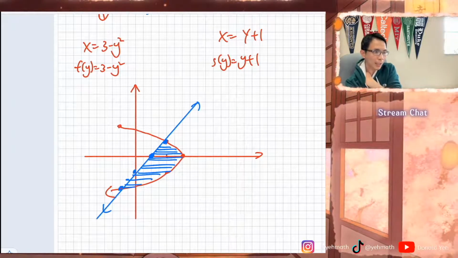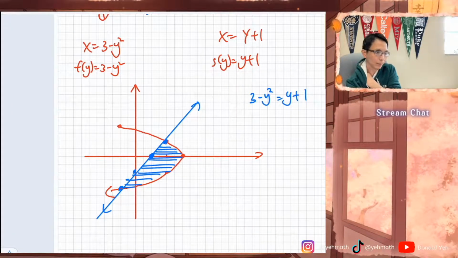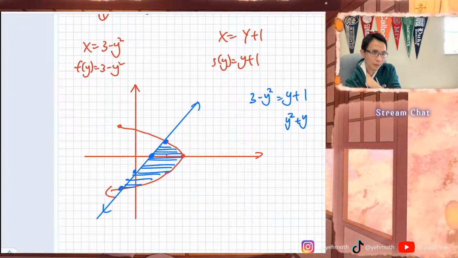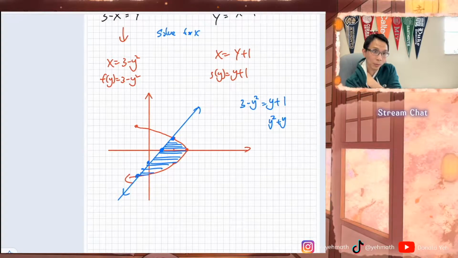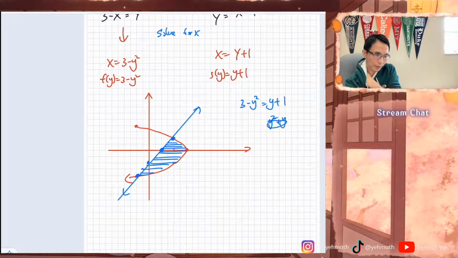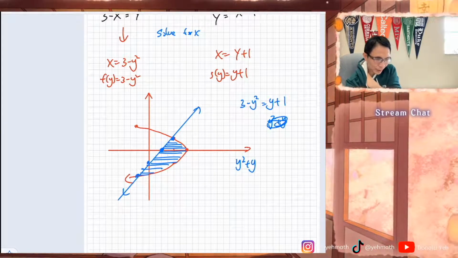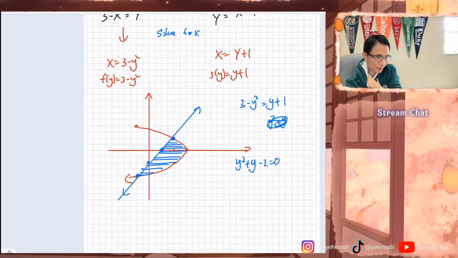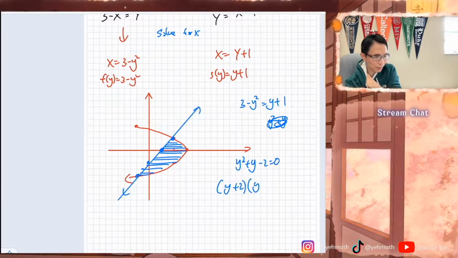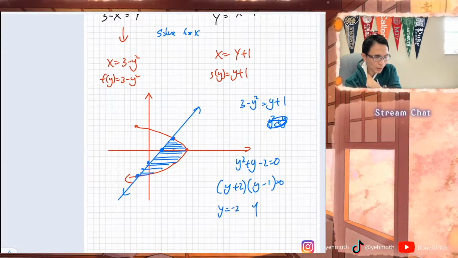Now, can I set those two equations equal to each other? Yes. And then can I say it's y squared plus y, wait, I did it wrong. Yeah, y squared plus y minus 2 is equal to 0. So that's going to give you y plus 2 times y minus 1. It's the same situation as two cases ago. And that's equal to y equal to -2 and y equal to 1.